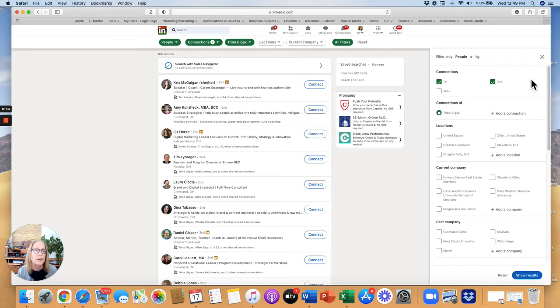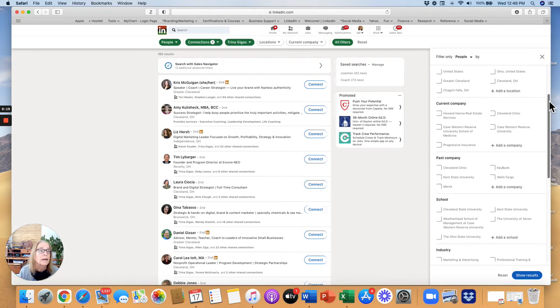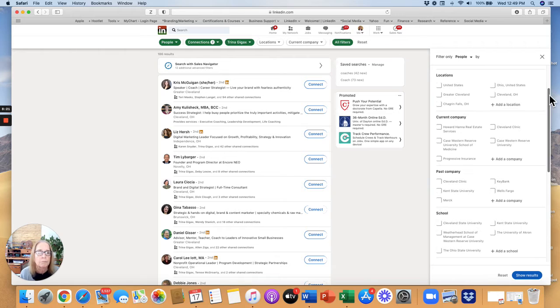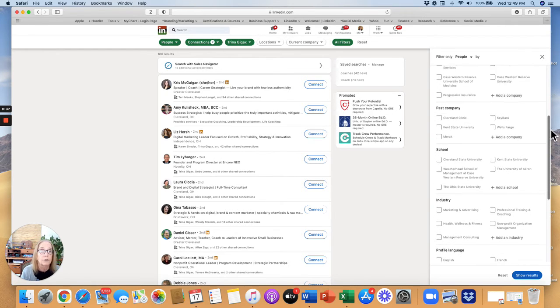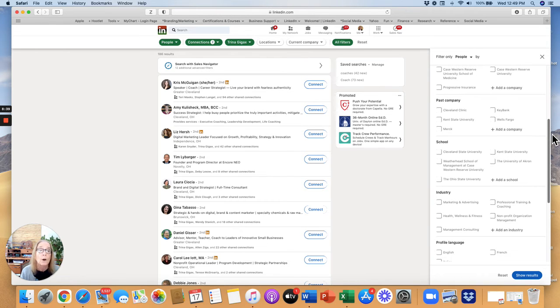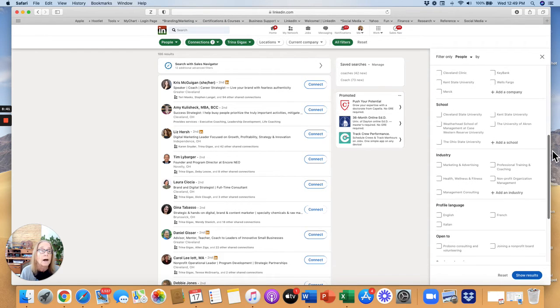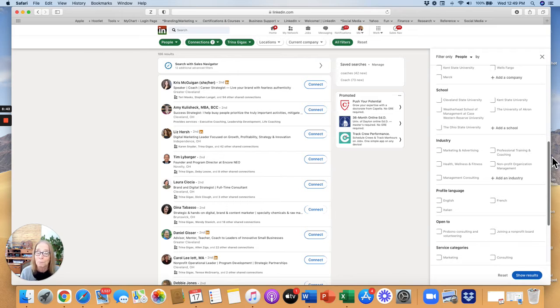So I can go down here. I've pulled her up. I'm looking at her first and second degree connections, and let's say I'm looking for people close by. I live in Cleveland Heights, Cleveland. So I'm going to put Cleveland, Ohio, Chagrin Falls, Greater Cleveland. Let's see, I'm not going to go with the company right now, but I could look at their current company or a past company. I can look at where they went to school.